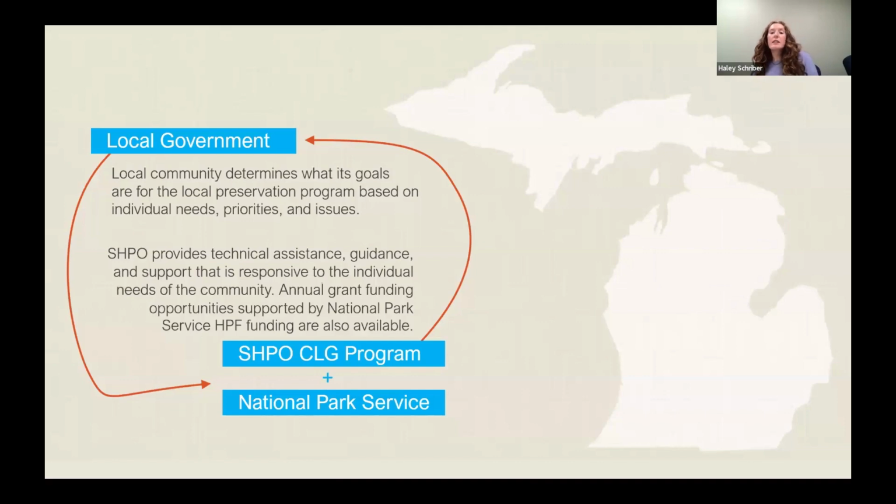It's important to recognize that the CLG program, while it is a national program that has certain requirements, really places the priority at the local level. It's not about us telling a community what its goals should be. Rather, it starts with the local community telling us what their needs, priorities, and goals are, and then us figuring out how we can best help the community achieve those goals. So this is just an infographic reiterating that statement.